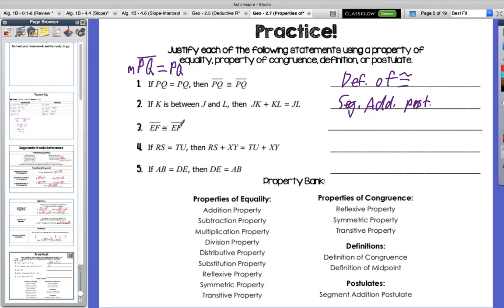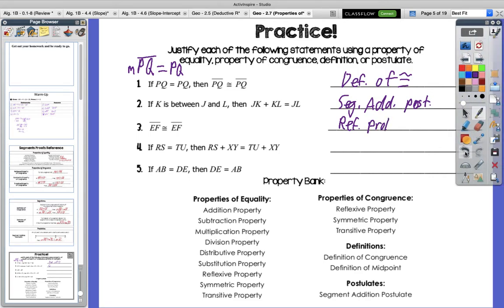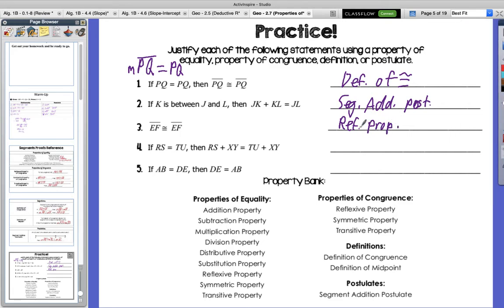Segment EF is congruent to segment EF. Well, that's going to be our reflexive property. And that technically is the reflexive property of congruence, but once again, I'm not going to be concerned whether or not you say congruence or equality, really. I just want you guys to know that it is the reflexive property.